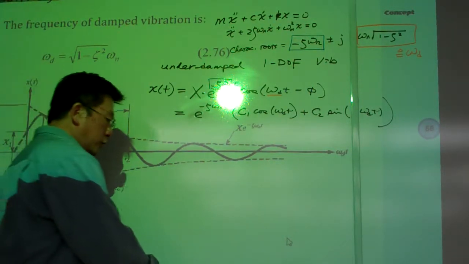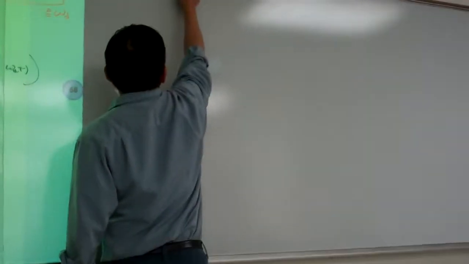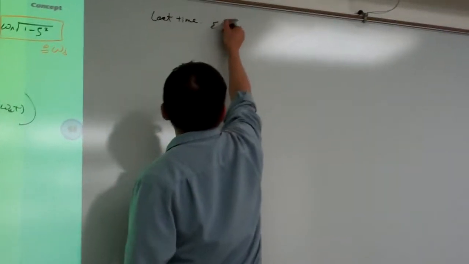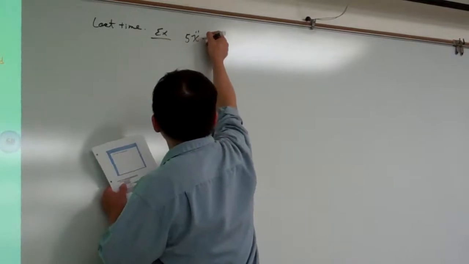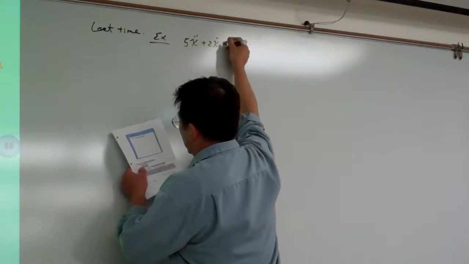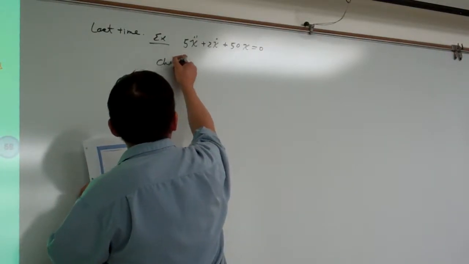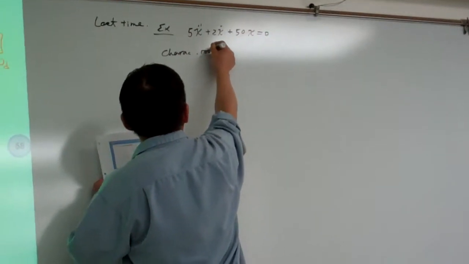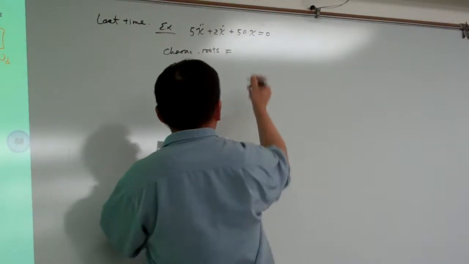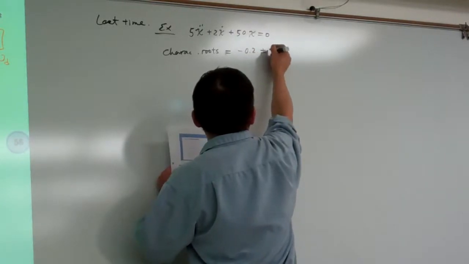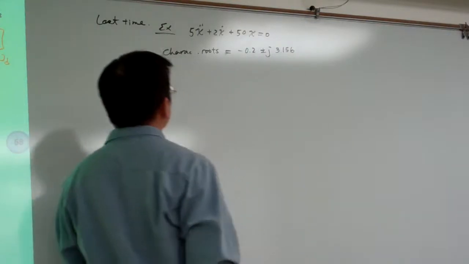Last time we saw one example. Let me rewrite this one again: 5 x double dot plus 2 x dot plus 50 x equal to 0. And we solved for the characteristic root of this equation, which is minus 0.2 plus minus j 3.156.